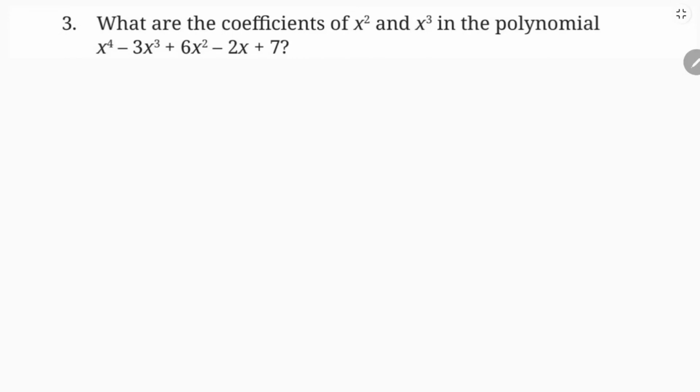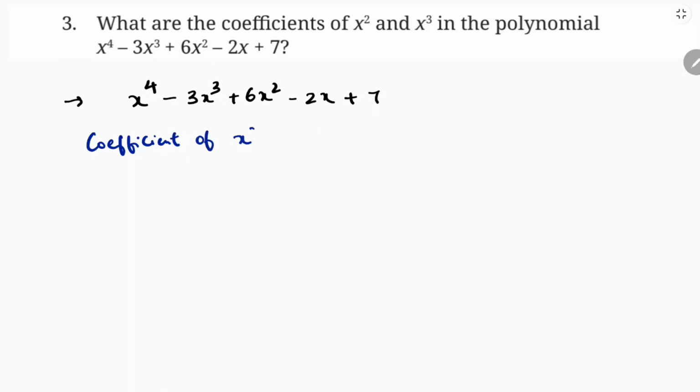What are the coefficients of x square and x cube in the polynomial? So here the polynomial is x power 4 minus 3x cube plus 6x square minus 2x plus 7. See here the coefficient of x square. Clearly the coefficient of x square is 6. So you can write just 6.